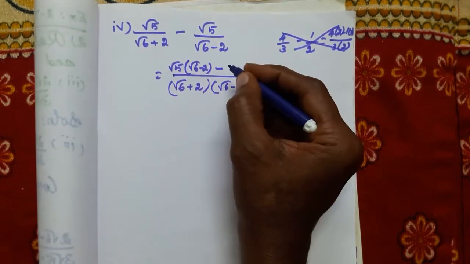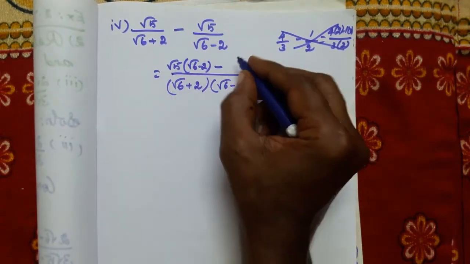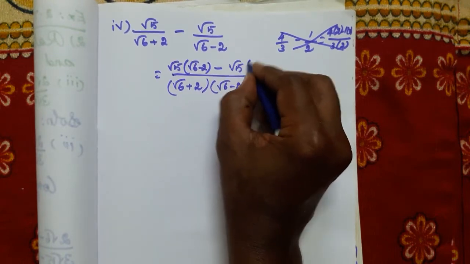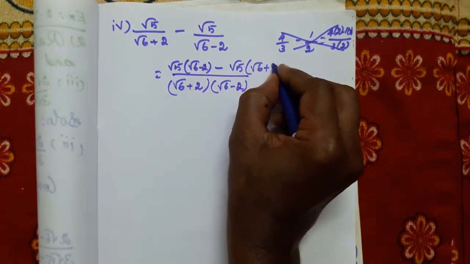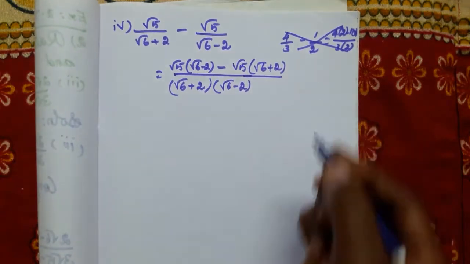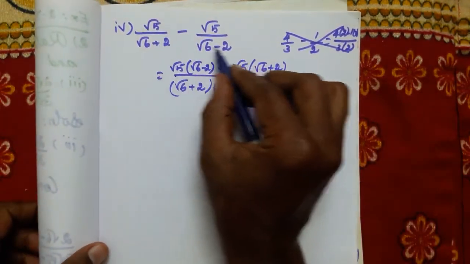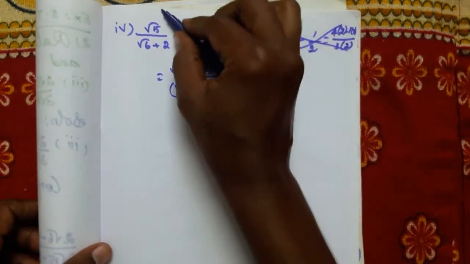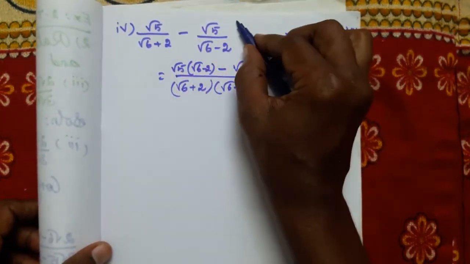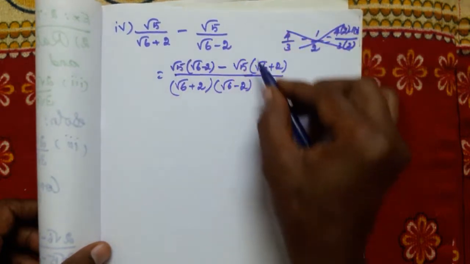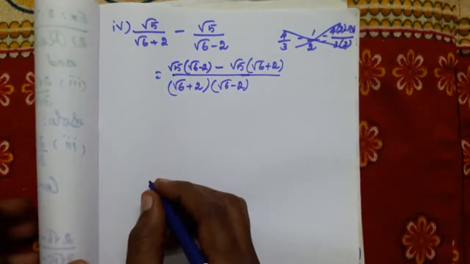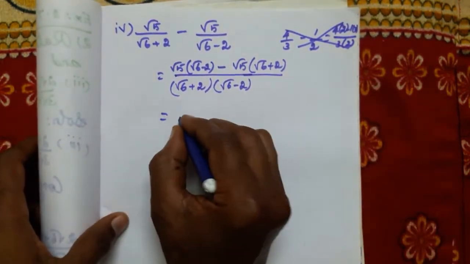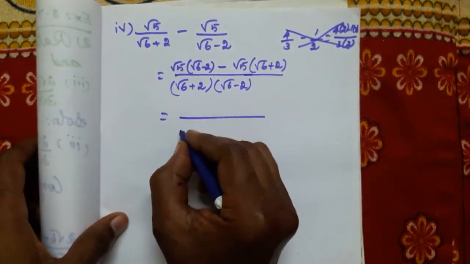Next, minus root 5 into root 6 plus 2. Is it correct? Okay. You multiply the denominators together. Next, the numerator: root 5 into root 6 minus 2, then minus root 5 into root 6 plus 2. Is it correct? Okay. Now what are we getting in the denominator?